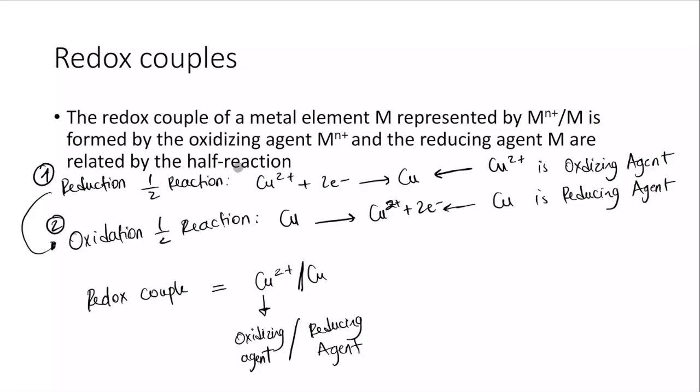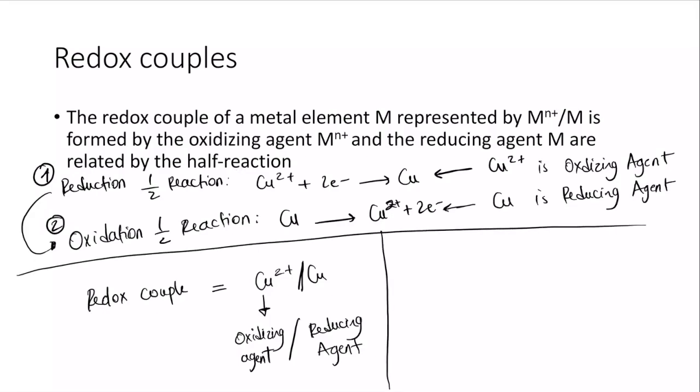So if we consider the reduction half reaction of our case, Cu2+ plus 2 electrons gives us Cu. So Cu2+ and Cu, these two components, are related through the half reaction. And that's how we write the redox couple.